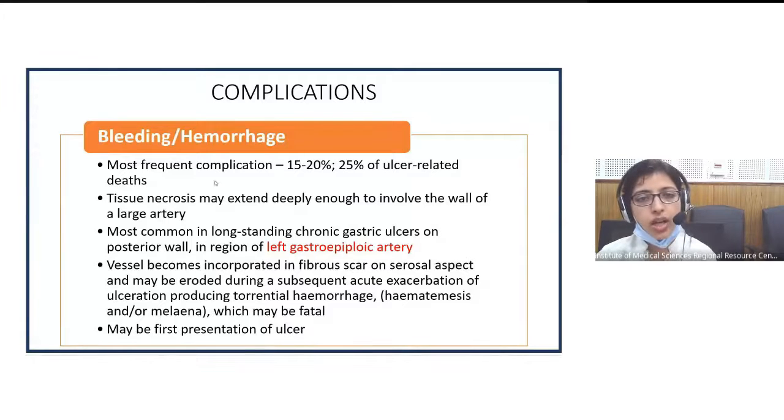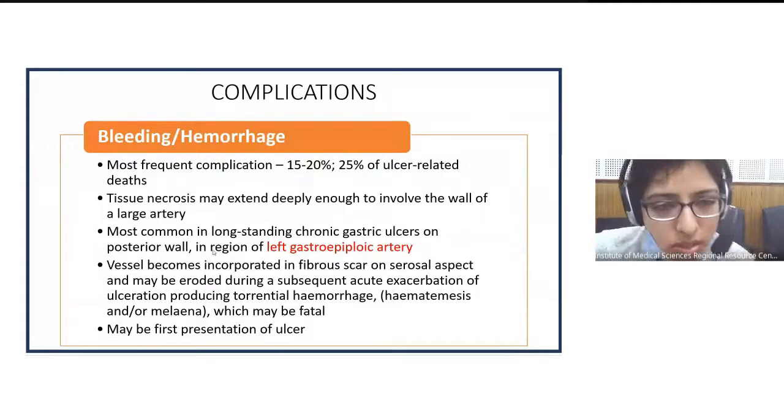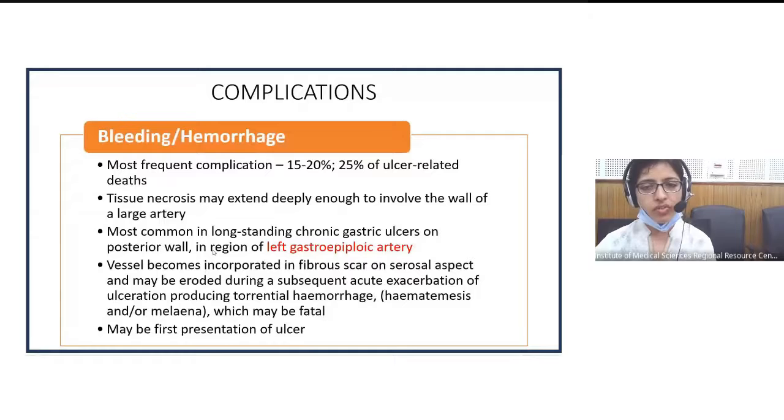Then tissue necrosis, how does this occur? Tissue necrosis may extend deeply enough to involve the wall of a large artery. So when the ulcer is active, it keeps on undermining the layers of the stomach, and finally, whenever a large artery gets affected by the inflammatory process and is damaged, then there can be potential bleeding. Most commonly, it is seen in long-standing chronic gastric ulcers on the posterior wall in the region of the left gastroepiploic artery. So this is the artery that is most commonly implicated in this bleeding or hemorrhage.